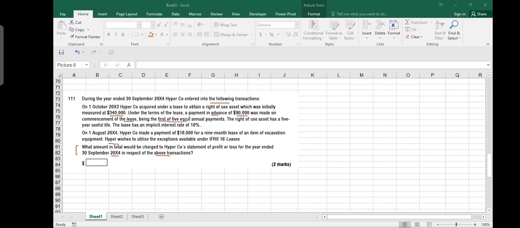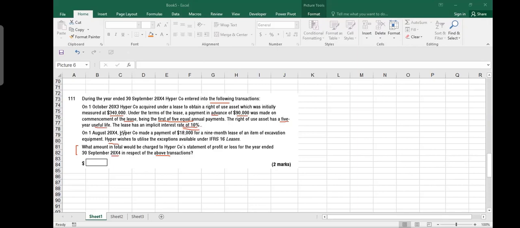Now, please understand, this time it is one of the future payments. So you should consider that this is your first lease payment. Like we were doing one question before in which we gave 2 million and we just ignored that. But here you will not, because asset is 340,000, and 90,000 you are paying. The right of use asset has a 5-year useful life. The lease has an implicit interest rate of 10%.